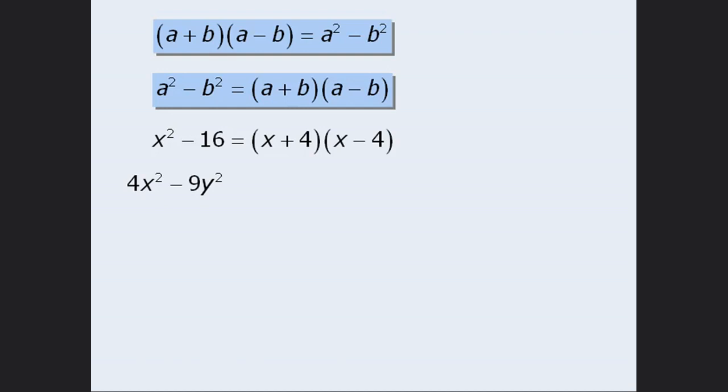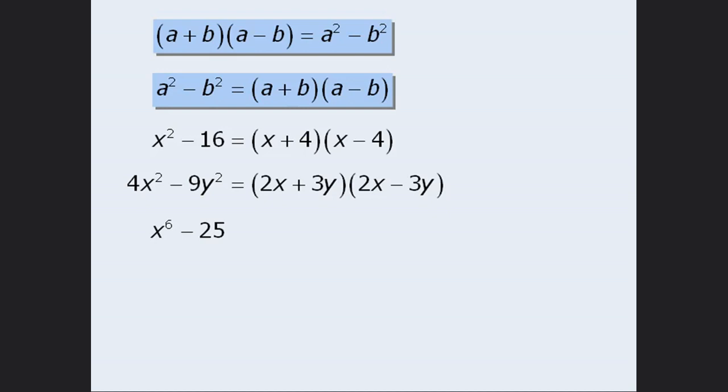Similarly, this is a difference of squares, since 4x squared is equal to 2x all squared, and 9y squared is equal to 3y all squared. So we can factor this expression to be 2x plus 3y times 2x minus 3y. Here's another difference of squares.